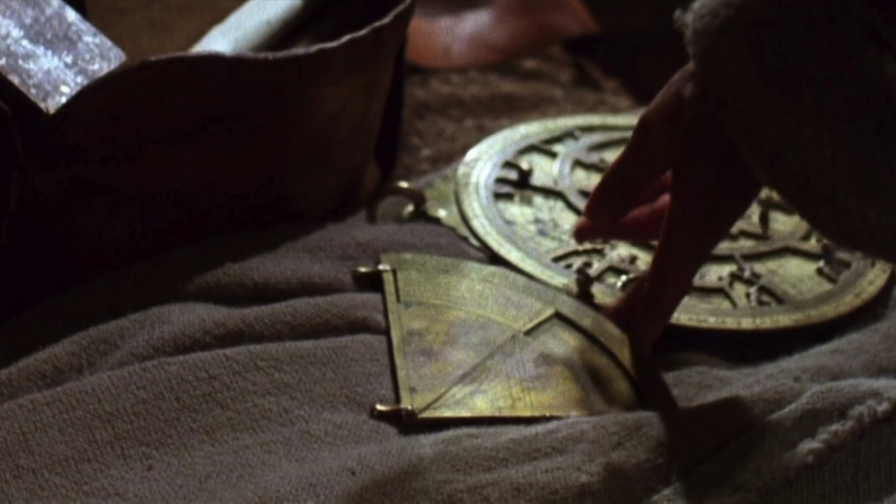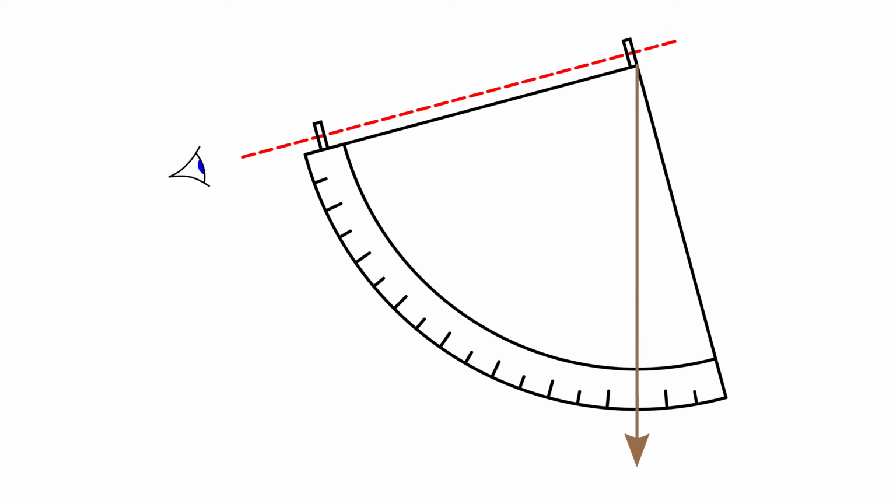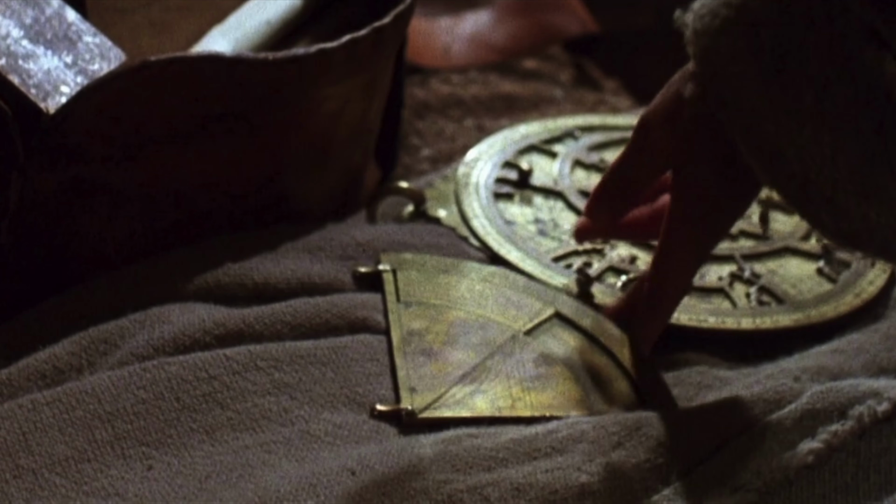The quadrant never gets used. It's a similar kind of thing with sight rings on one side, and then it has this dangly thing that hangs down to give your measurement.